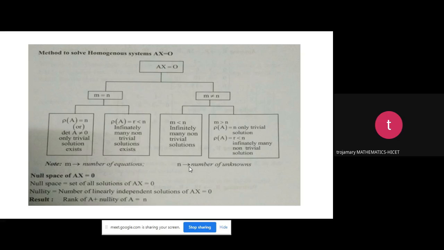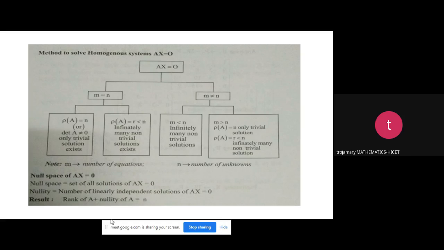If it is a rectangular matrix, m not equal to n: if m is less than n, that is the number of rows is less than the number of columns, then it has infinitely many non-trivial solutions. If the number of rows is greater than the number of columns, then if rank of A equals n, there is only the trivial solution; if rank of A is less than n, there are infinitely many non-trivial solutions. Here m is the number of equations and n is the number of unknowns.